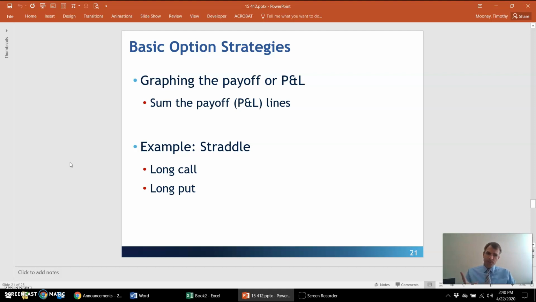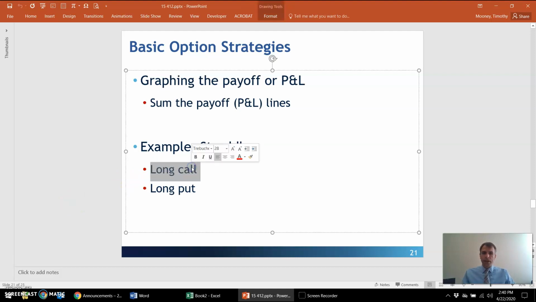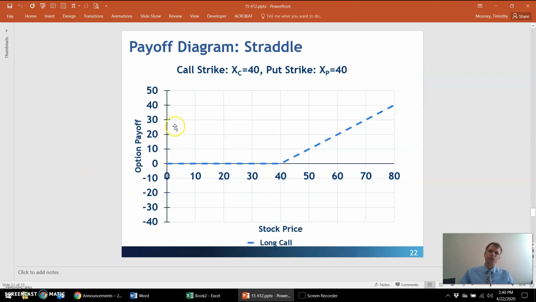You buy a call option, a long call, and then also you buy a put option, a long put option. So I purchase the right to buy a share of stock at a specified price over a certain period of time. And I also purchase the option to sell a share of stock at a specified price. So suppose they both have a strike price of $40 per share, the call and the put.